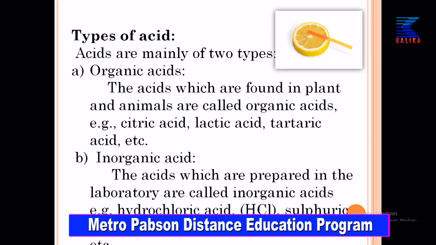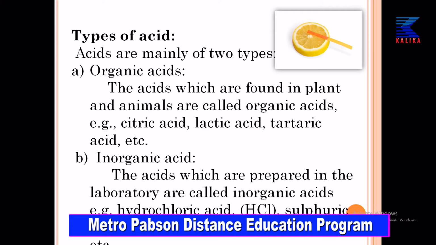Similarly, the acids are mainly of two types. On the basis of source, or from where the acids are obtained, acids are categorized into two parts: one is organic acid, another is inorganic acid. Organic acids are those acids which are naturally occurring or obtained from plants and animals, which can be extracted from plants and animals.